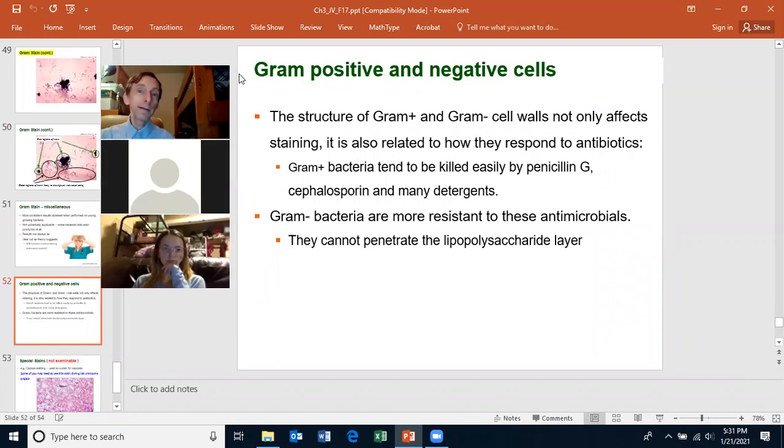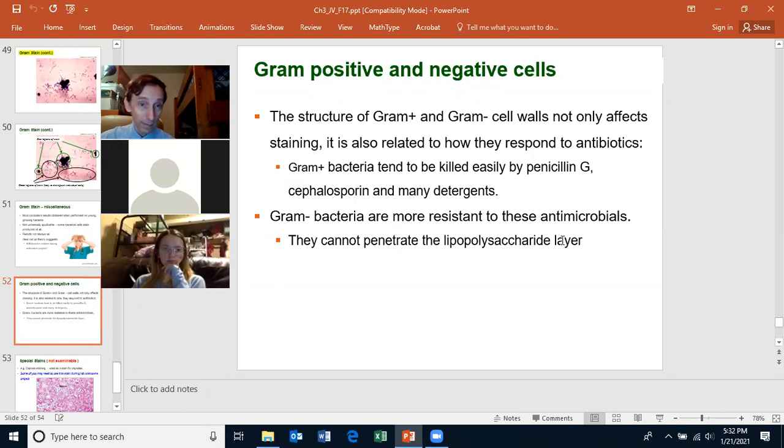The structure of the gram-positive and gram-negative cell walls not only affects the staining of these cells, it also relates to how they respond to certain antibiotics. For example, gram-positive bacteria tend to be easily killed with the penicillin G antibiotic, as well as cephalosporin and many detergents. Gram-negative bacteria are resistant to these antimicrobial agents.